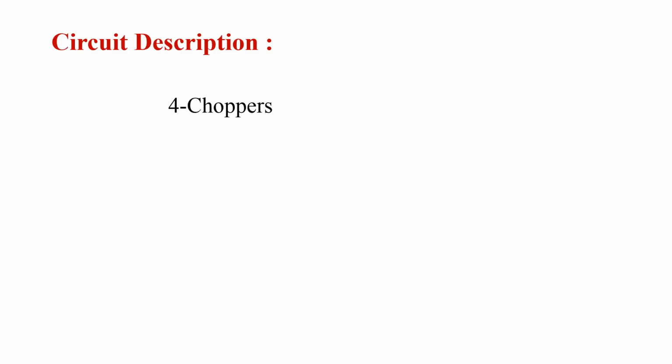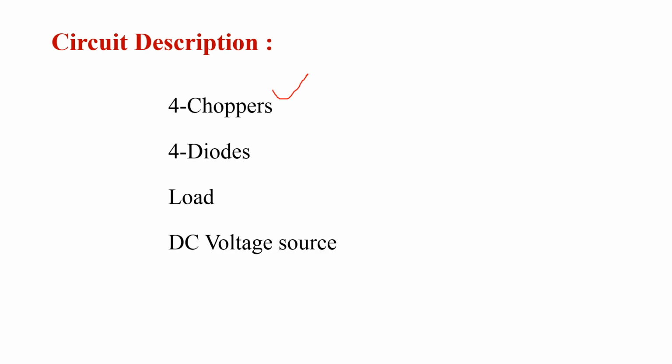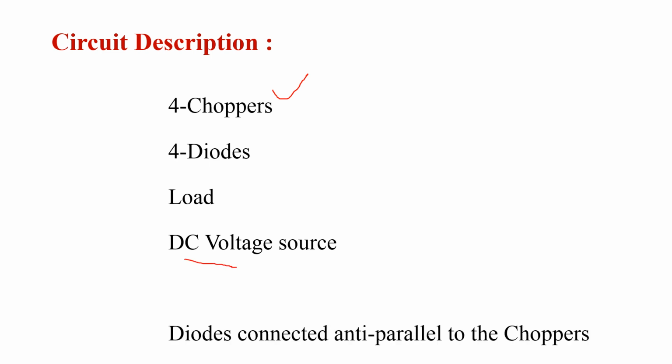Now coming to circuit description of class E chopper circuit. That is, class E chopper circuit mainly consists of four choppers, four diodes, and a load, and this entire circuit is supplied by the constant DC voltage source. Here four diodes are connected in anti-parallel to the four choppers. This is the circuit description of class E chopper.